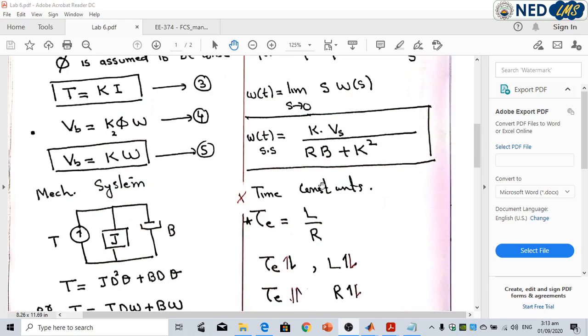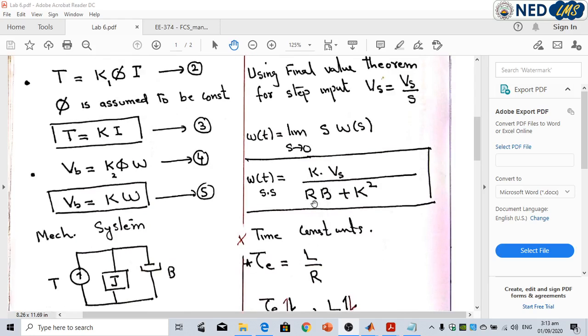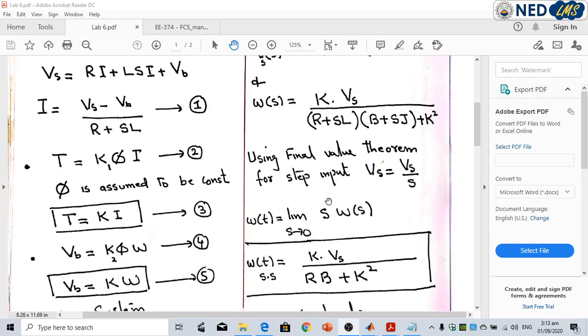Okay, if you are increasing R, that will reduce the steady state value of the DC motor. The same is the case for the damping coefficient B. If we change L and J, that will not change the final value of the DC motor. This is the theoretical case.